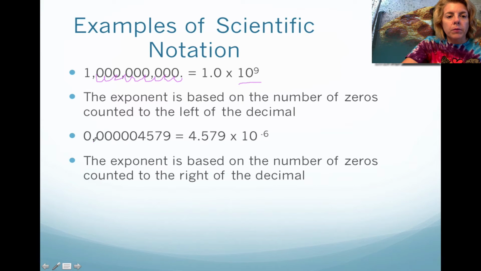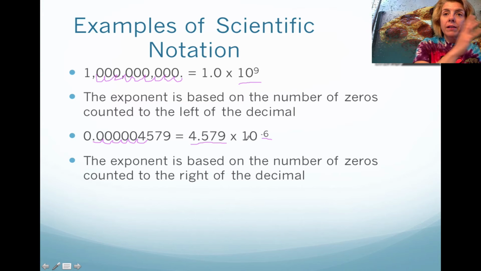So here we're going to the right. So I'm going to go 1, 2, 3, 4, 5, 6. It's always to the right of a non-zero number, and here is the non-zero number. Notice I have to include the other non-zero numbers. And because I went to the right, I use an exponent of a negative 6. So when you go to the left, it's positive. When you go to the right, it's negative.